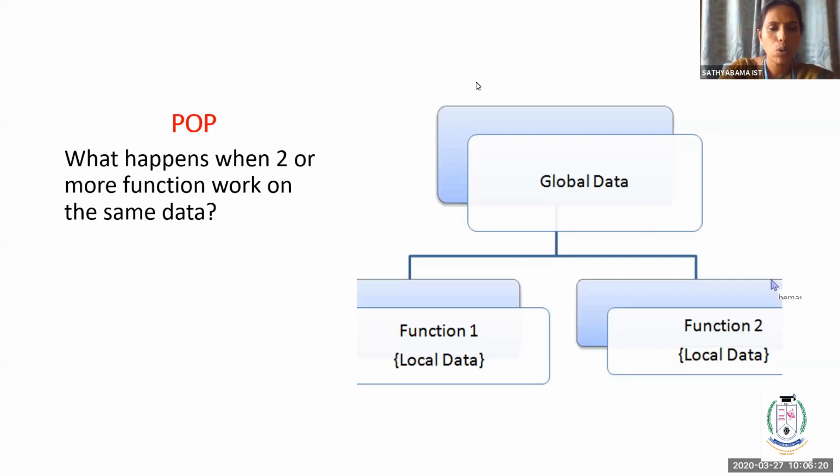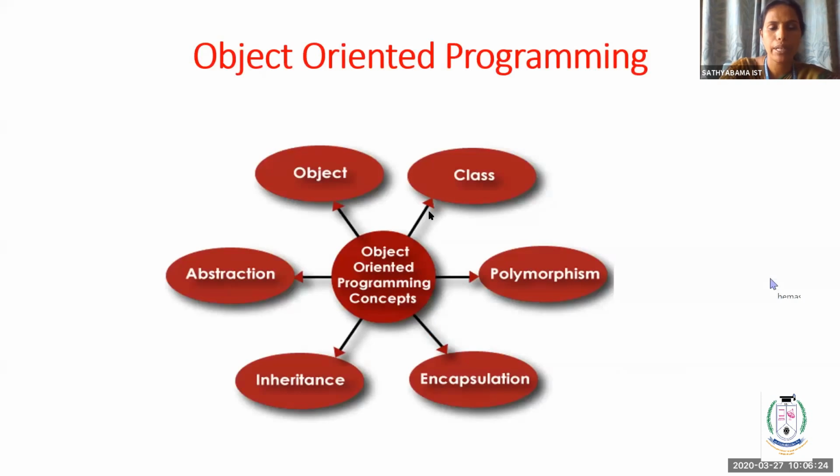So in order to avoid that, we are going for the object-oriented programming language to implement security along with some of the major concepts. For example, object, class, polymorphism, encapsulation, inheritance, and abstraction. These are the major concepts we are going to discuss throughout the entire topic along with program examples.